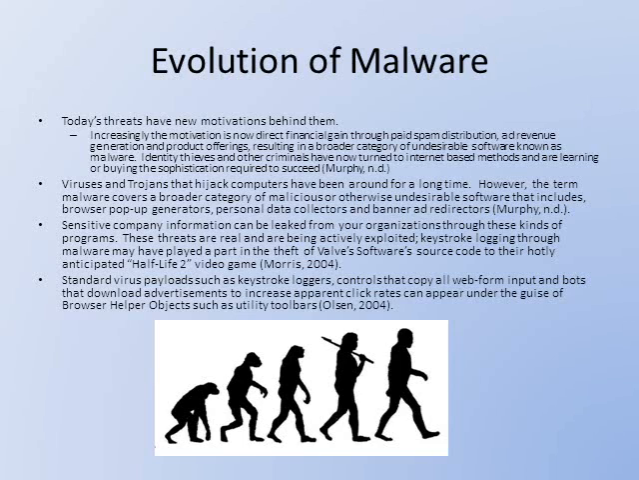The evolution of malware. Today's threats have new motivations behind them. In the past, viruses and trojans were created by disgruntled employees seeking revenge or script kiddies out to make a name for themselves. Increasingly, the motivation is now direct financial gain through paid spam distribution, ad revenue generation, and product offerings, resulting in a broader category of undesirable software known as malware. Identity thieves and other criminals have now turned to internet-based methods and are learning or buying the sophistication required to succeed.